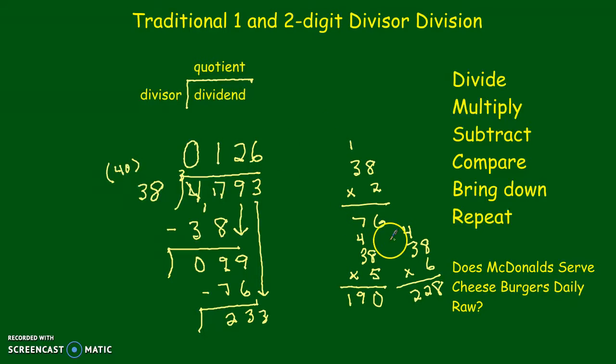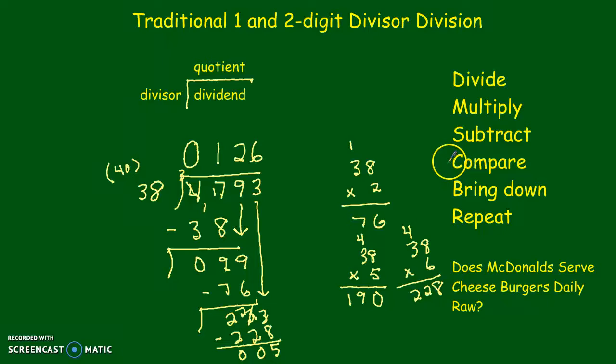Then I'm going to multiply, which I already did here, but 6 times 38 is 228. Kind of running out of space here. 228. After I multiply, then I subtract. So 233 minus 228. 13 minus 8 is 5. 2 subtract 2 is 0. And then I have another 0 here.